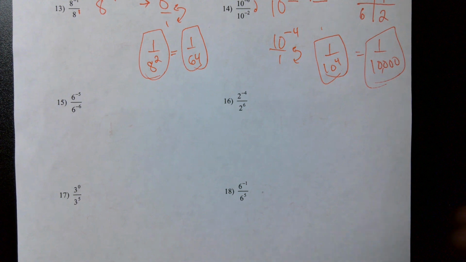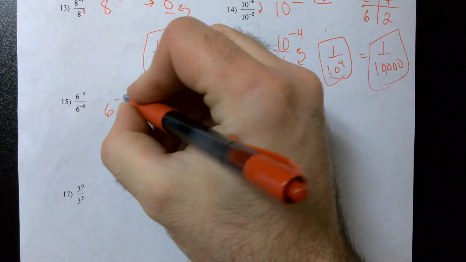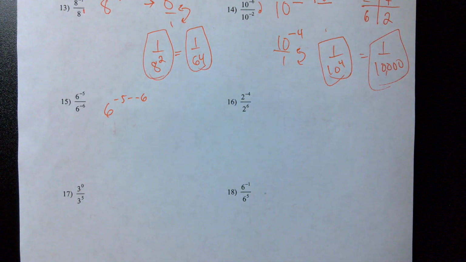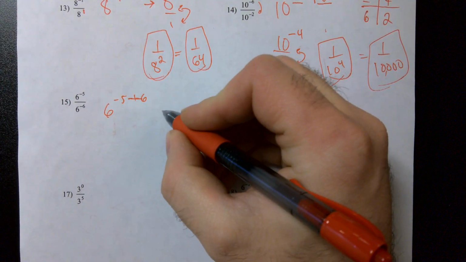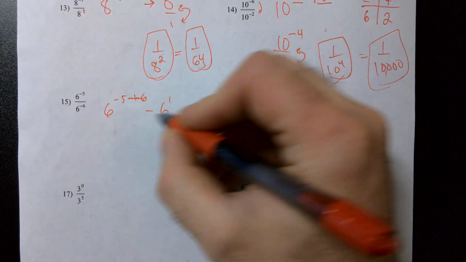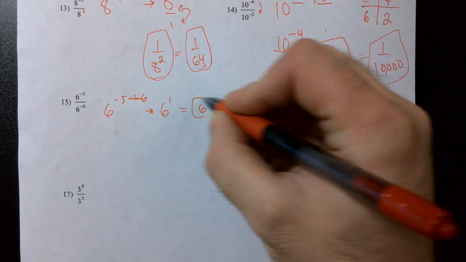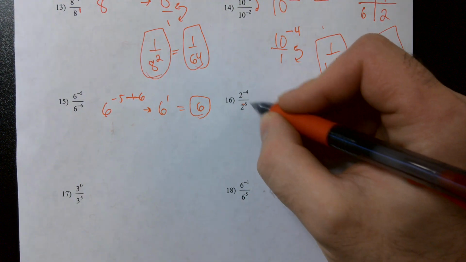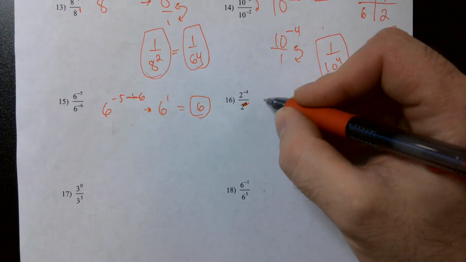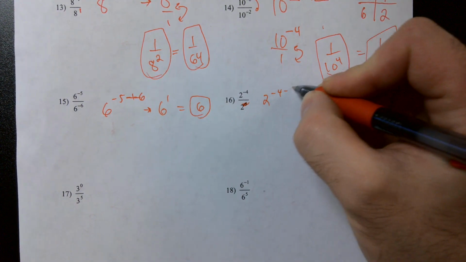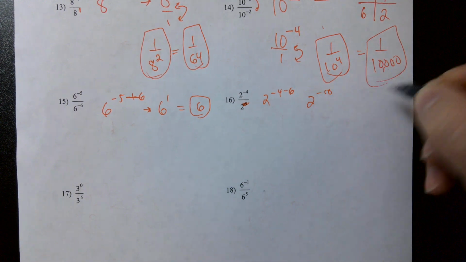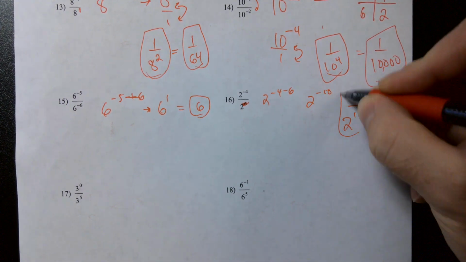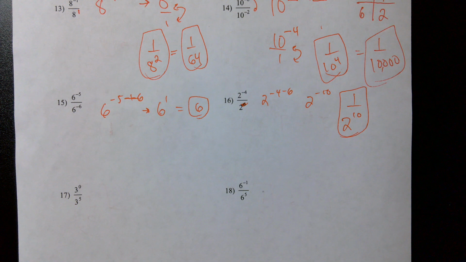Number 15, again, double negative. 6 to the negative 5 minus 6. Two minuses make a plus. We get 6 to the first power, which is just 6. Negative 4 minus 6, 2 to the negative 10th. 1 over 2 to the 10th. That's going to be too big. I'm not going to worry about working that out.